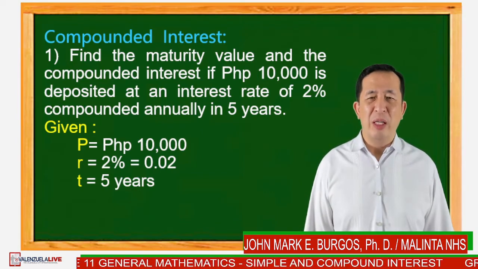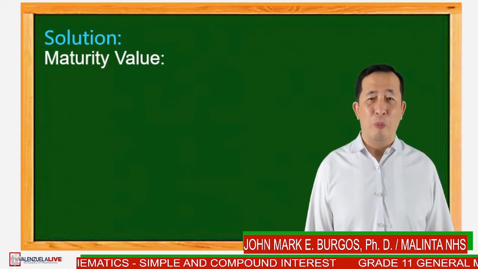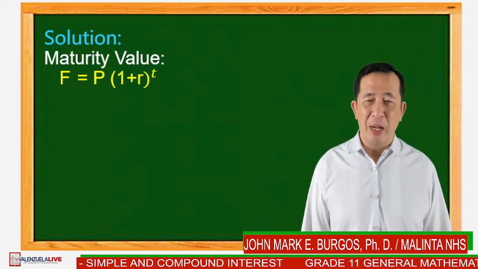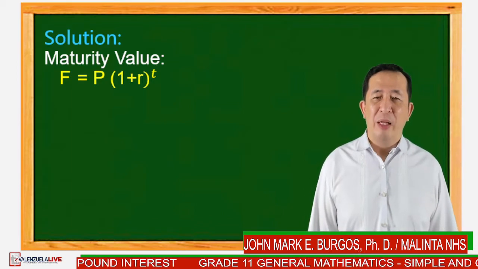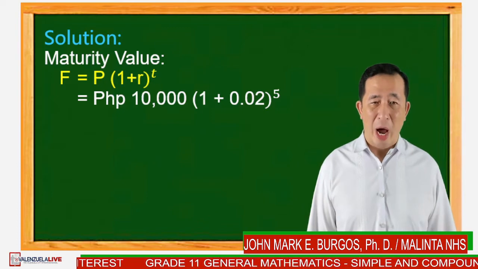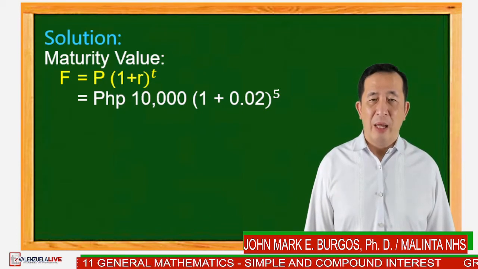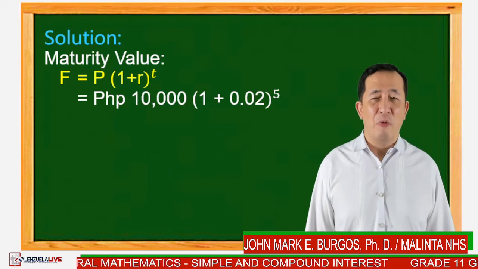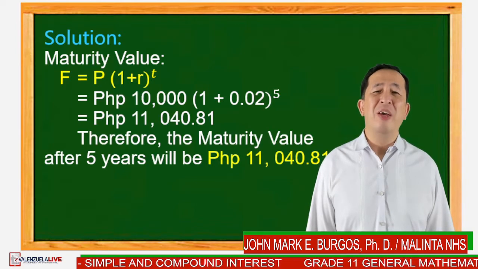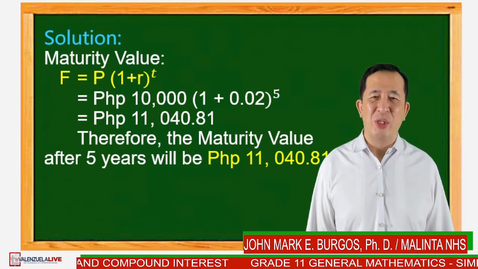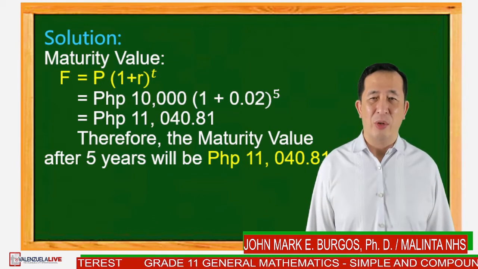So to compute for the maturity value, using the formula F is equal to P, quantity 1 plus R, quantity raised to the power of T, we have 10,000 times 1 plus 0.02 raised to the power of 5. The answer is 11,040 pesos and 81 centavos. Therefore, the maturity value after 5 years will be 11,040 pesos and 81 centavos.